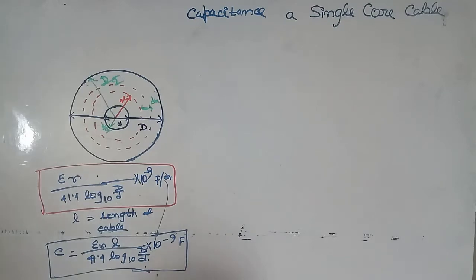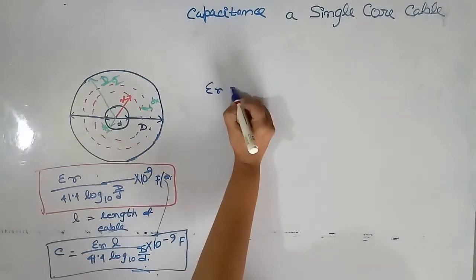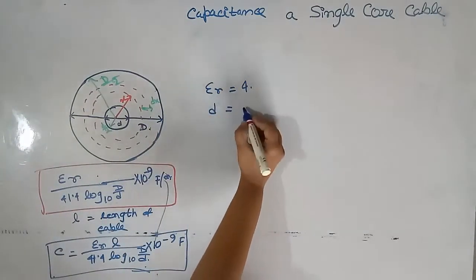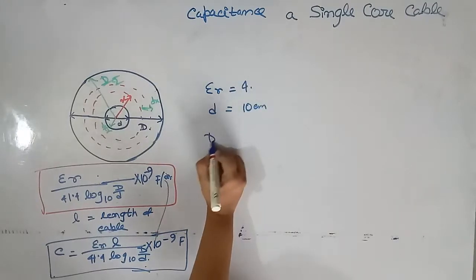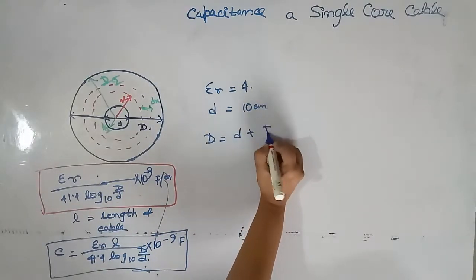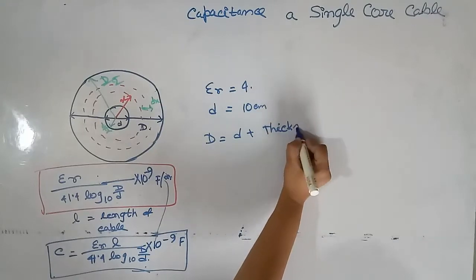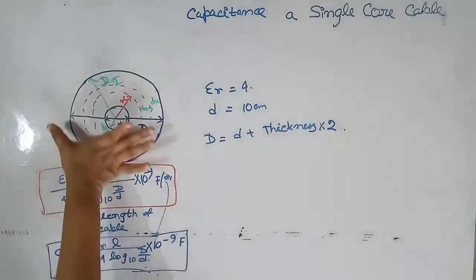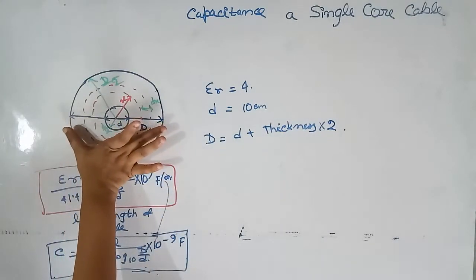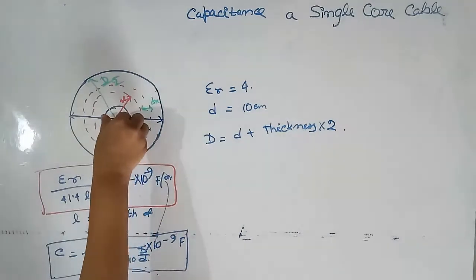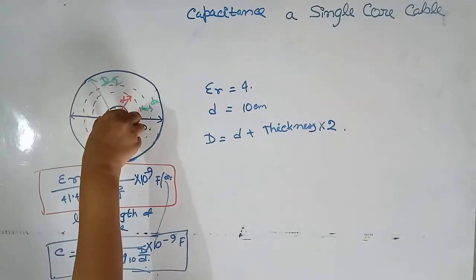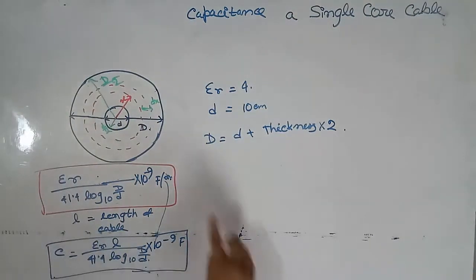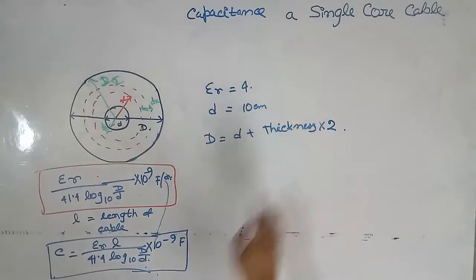Now what is the value of epsilon r? It is given 4. What is the value of small d? It is given 10 cm. And what is the value of capital D? Capital D is small d plus thickness into 2, because capital D is the total diameter of the conductor plus thickness of this side and thickness of this side. So capital D is equal to small d plus thickness into 2.